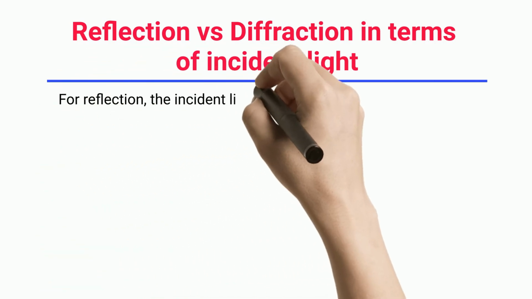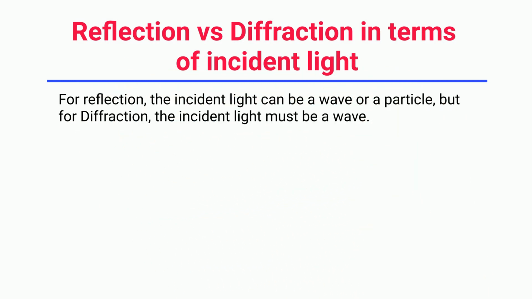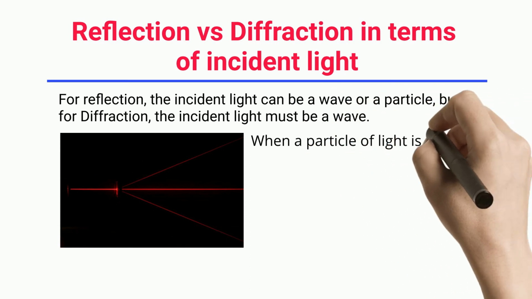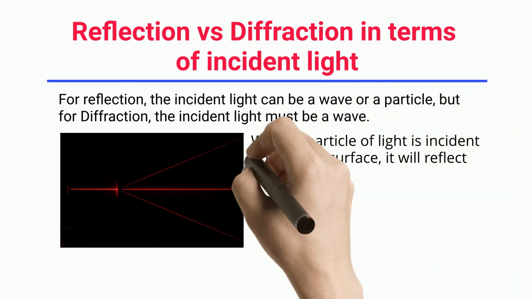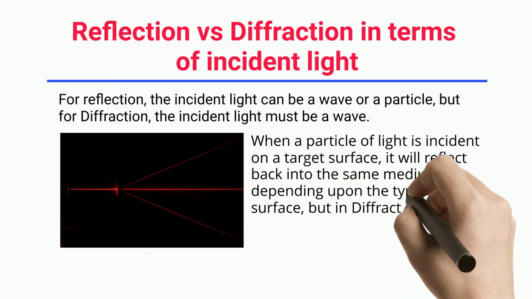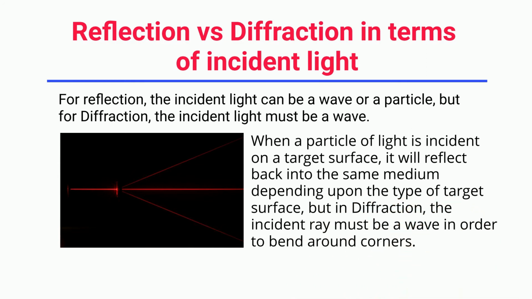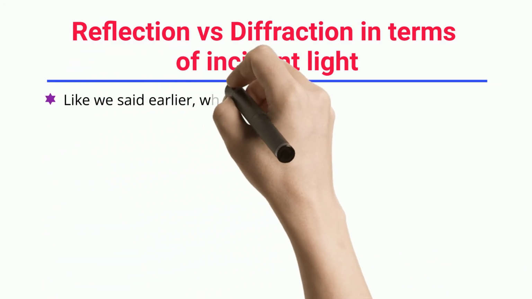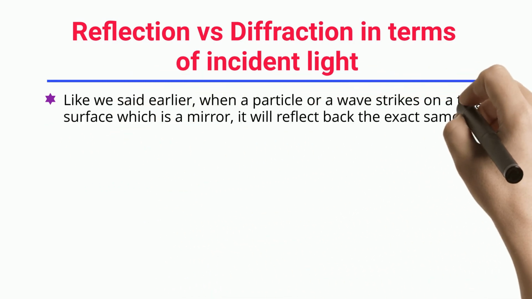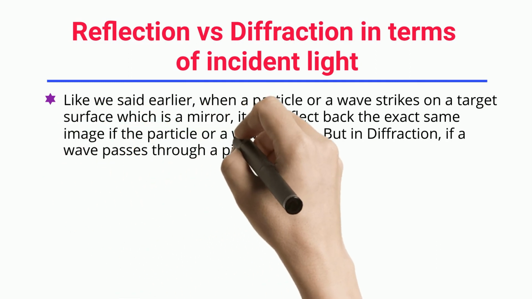Reflection versus diffraction in terms of incident light. For reflection, the incident light can be a wave or a particle, but for diffraction, the incident light must be a wave. When a particle of light is incident on a target surface, it will reflect back into the same medium depending upon the type of target surface, but in diffraction, the incident ray must be a wave in order to bend around corners. Like we said earlier, when a particle or a wave strikes a target surface which is a mirror, it will reflect back the exact same image of the particle or wave in turn.